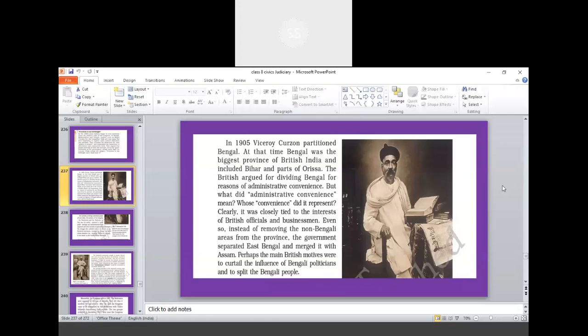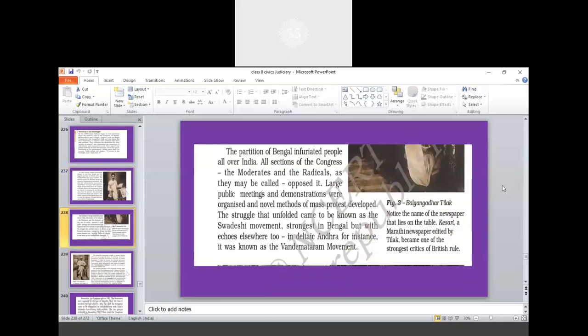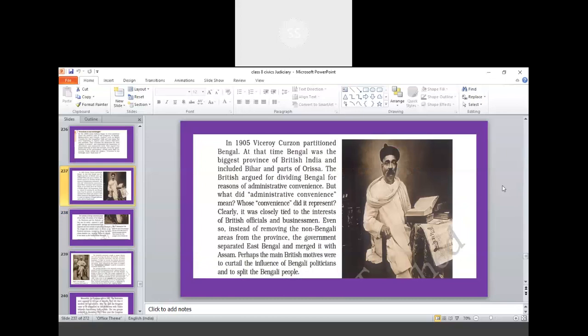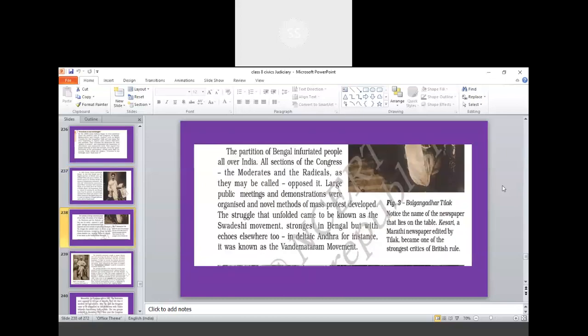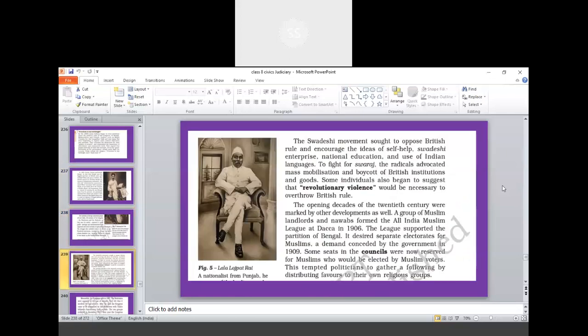But the British cannot openly say that they are dividing Bengal for this reason. What reason did they give? They said that Bengal is a huge province, so to make administration easier, we are dividing Bengal. So the partition of Bengal was one such step by the British to weaken the freedom movement. Hope you are with me. Yes, sir.